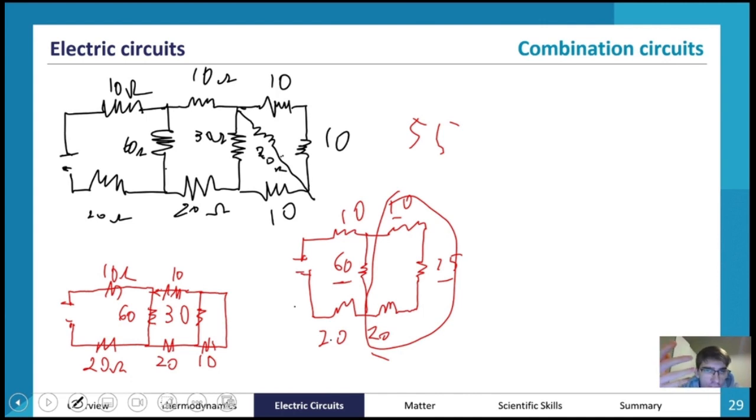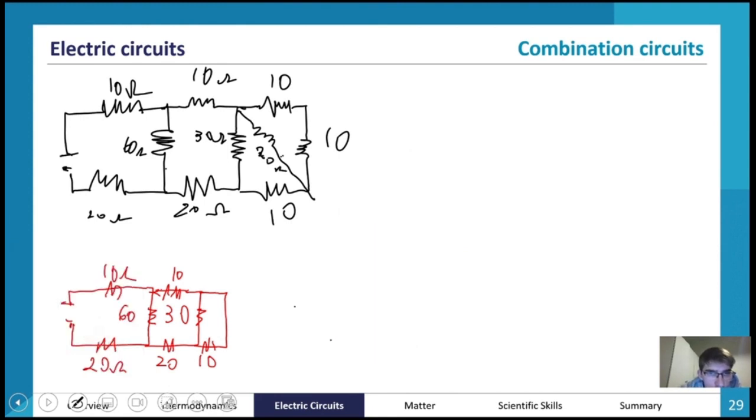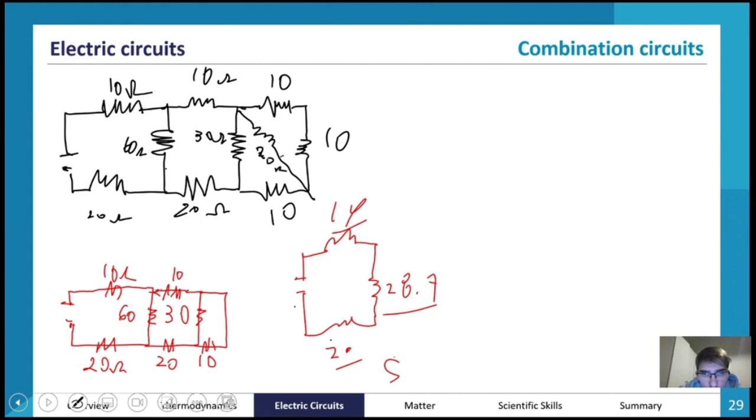I might have made a calculation mistake somewhere along these lines, but at least you guys get the general idea, because I'm rushing with the calculations. But if I were to redraw it again, you would essentially end up with a very basic circuit of 10, 28.7, 20. You add them up together, should be 58.7 ohms, the total resistance.